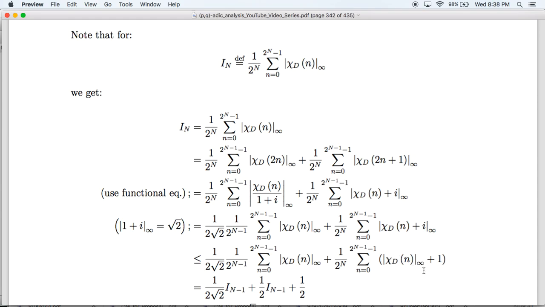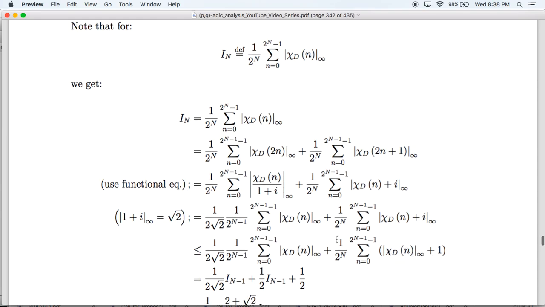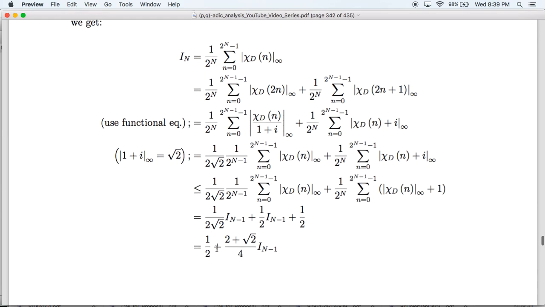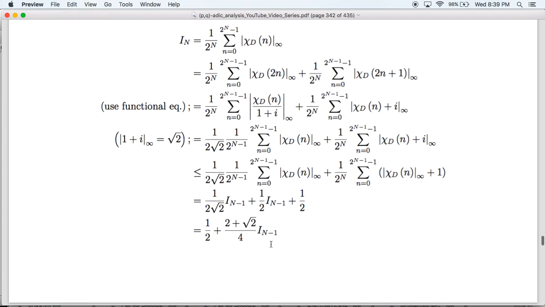This is chi_d of n's complex absolute value plus 1, and so what do we get here? This is I_{N-1}. It's everything we have here, but with big N replaced with big N minus 1. This is 1/2 because we're summing from 0 to 2 to the big N minus 1. We're summing 1, so that's half the number of, half of 2 to the N. And then we have 1/2. We factor out a 1/2 to make this exponent decrease by 1. We'll then get a 1/2 of I_{N-1}. So this I_N is bounded from above by 1/2 plus (2 plus root 2) over 4 times I_{N-1}.